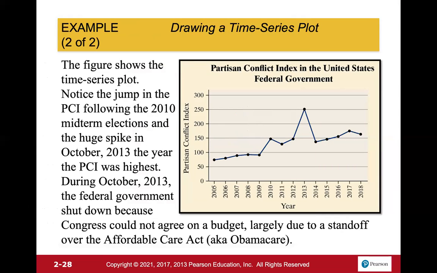So the figure shows the time series plot. Notice the jump in PCI following the year 2010. And then a really, really big jump in 2013. During October 2013, the federal government shut down because Congress could not agree on a budget, largely due to the standoff over the Affordable Care Act, aka Obamacare. So that's when we saw a huge jump in all of this.